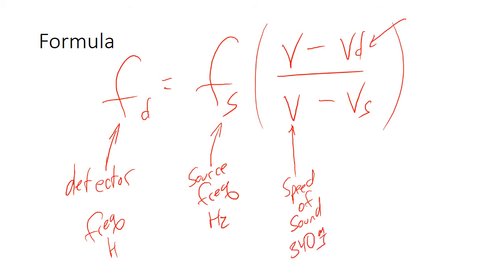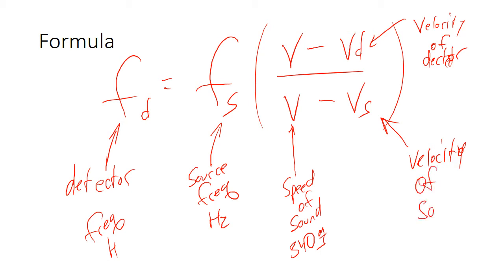All right? The VD is going to be the velocity of detector. And this one is going to be the velocity of source. Both of these are going to be in meters per second. Now this is how each thing is moving. So your ambulance movement would be here, and if you were moving at the same time, that would go over there. Okay, and that's the formula, and that's it.